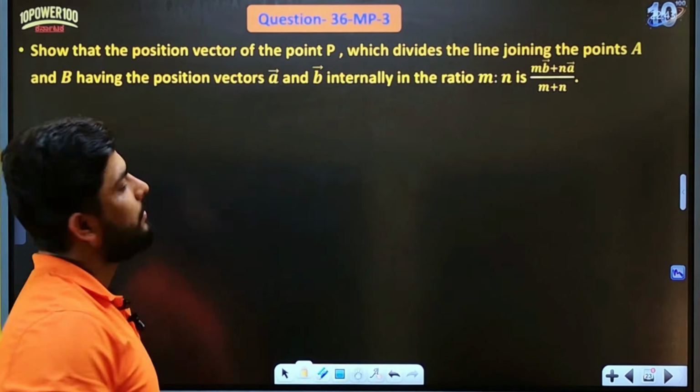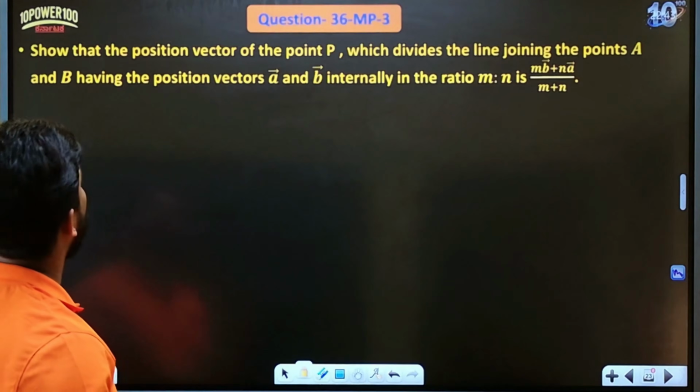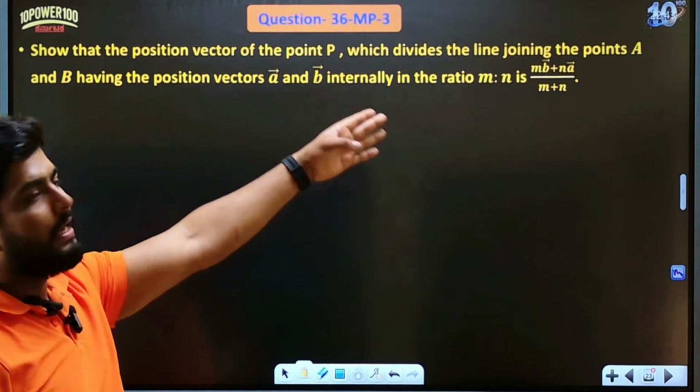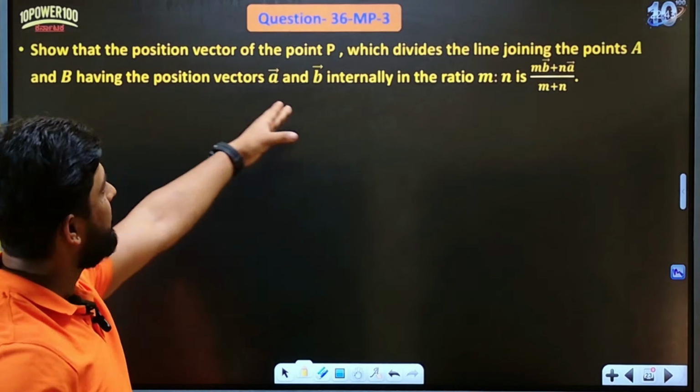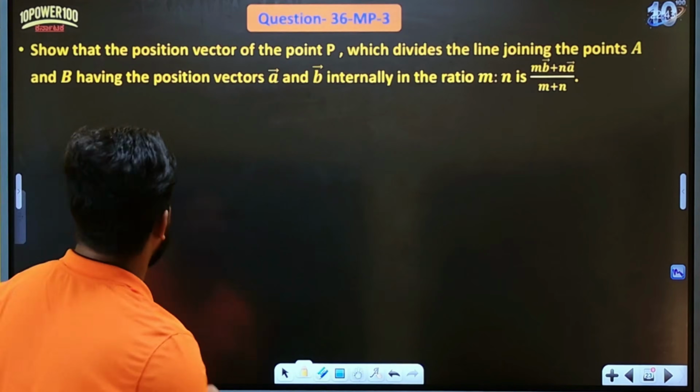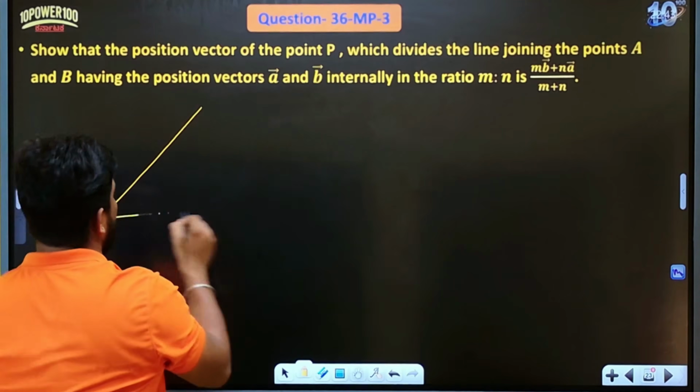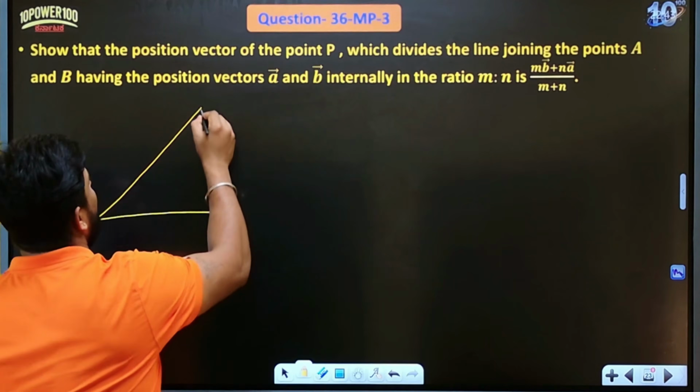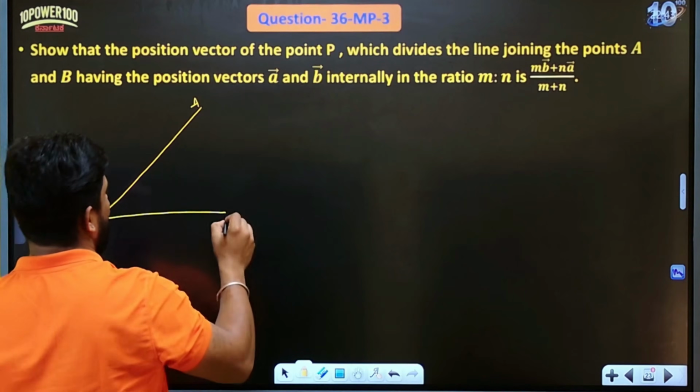So next one, the derivation. Show that the position vector of point P, which divides the line joining the point vector A and vector B internally in the ratio m:n is mB plus nA divided by m plus n. So it will be like this. So this is O, this is point A, and this is point B.